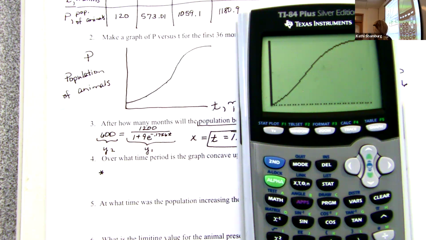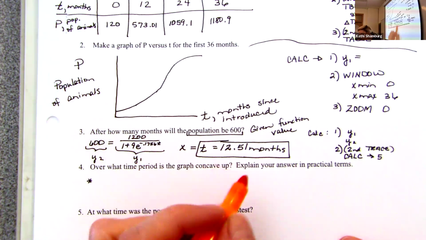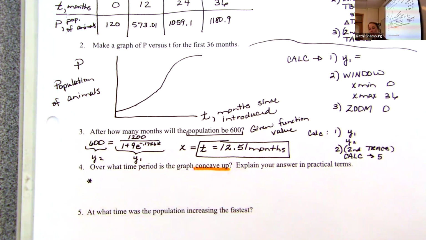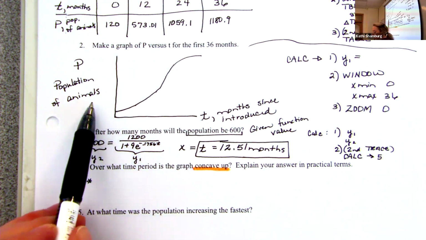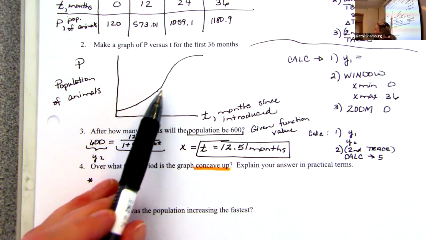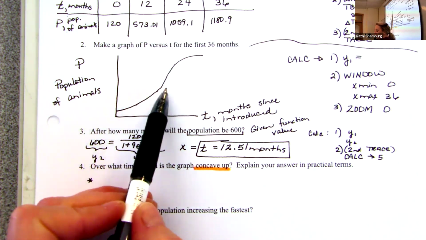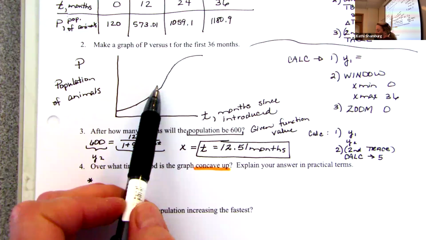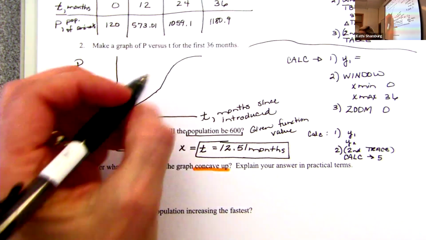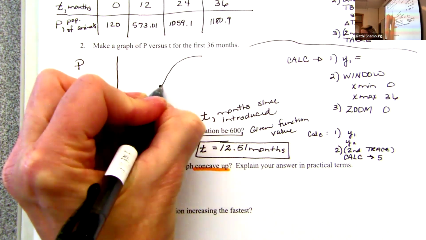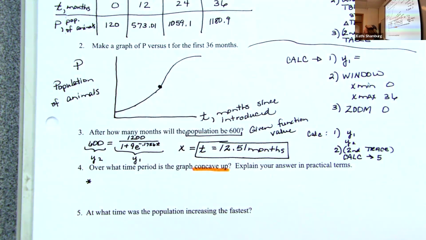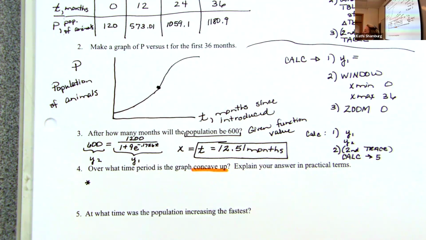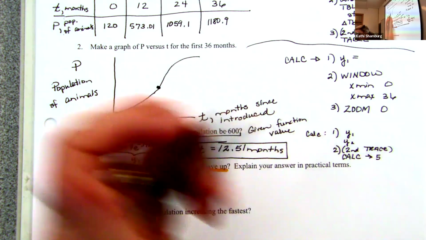All right, so it's asking when it is concave up. Okay, so remembering concavity with cups up or cups down, what does my graph start out as? Does it start out as concave up or down? Up, and then it becomes concave down. So there's a particular point somewhere in here where the concavity changes, right? Okay, what's that called? Inflection point.